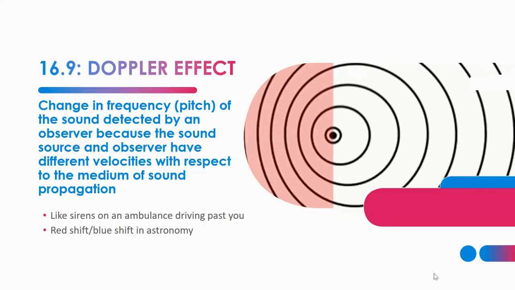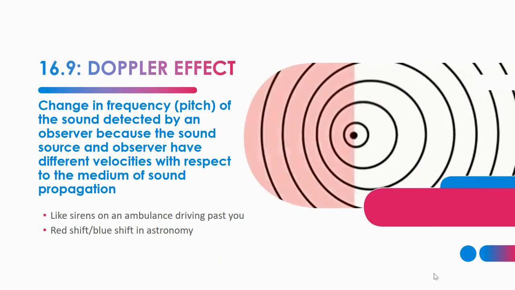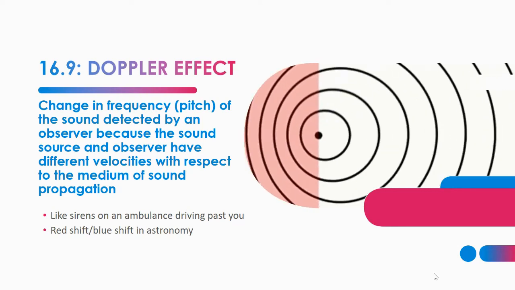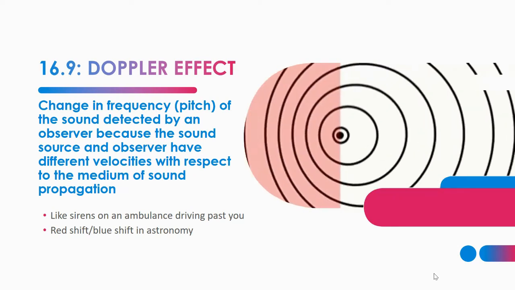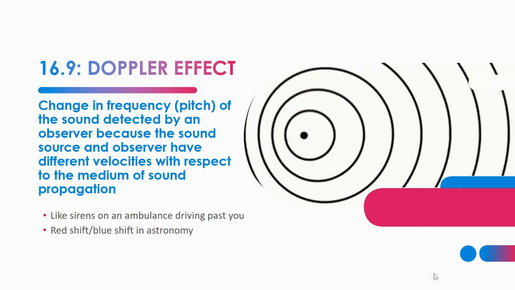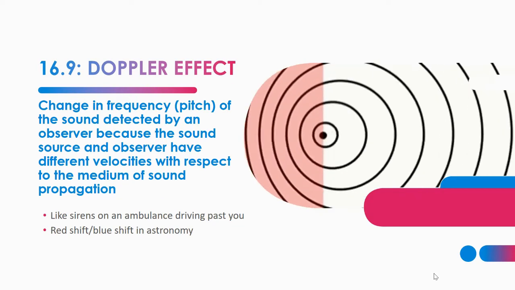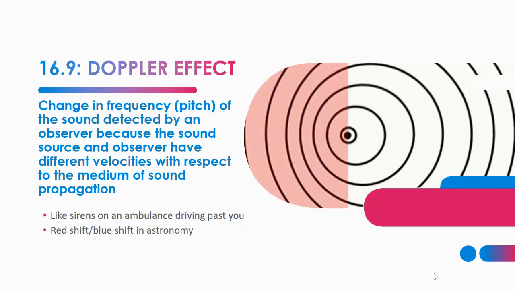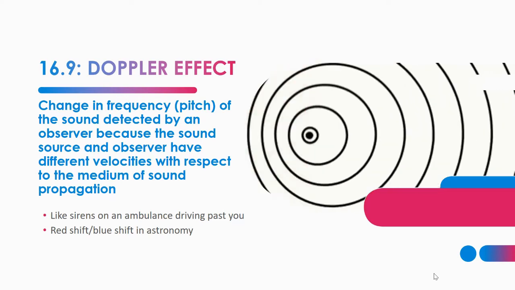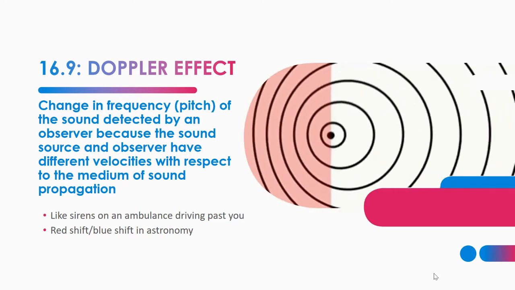One wave phenomenon that you are probably familiar with in real life is the Doppler effect. So here is the fancy science definition. But really, it's something that you've probably experienced before and we can explain in different ways. The Doppler effect is the change in frequency or pitch of a sound detected by an observer because the sound source and the observer have different velocities with respect to the medium that the wave is traveling through.